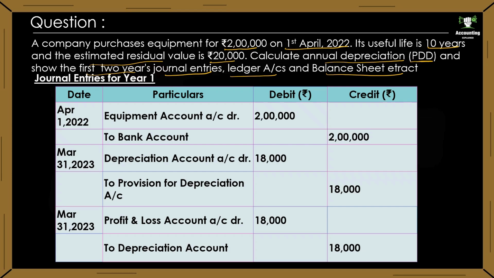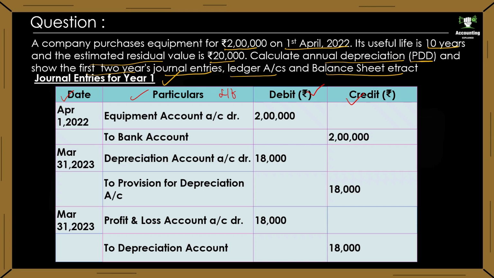So first let us proceed to the journal entries for year 1. We all know the format for journal entries. By now we should be knowing, right? The format is date, particulars. Here you can include one column called ledger folio, and then debit and credit columns. Totally you need 5 columns.